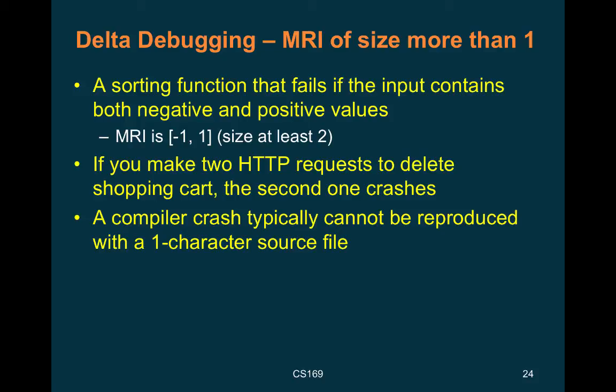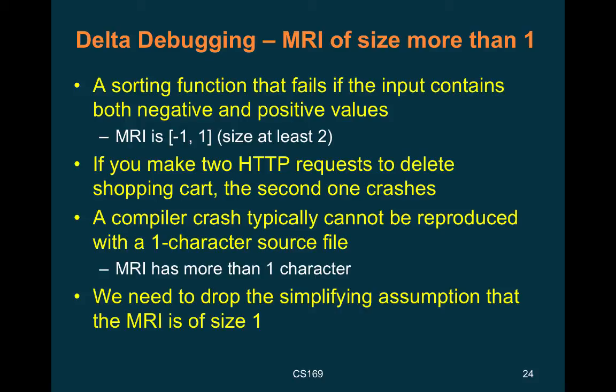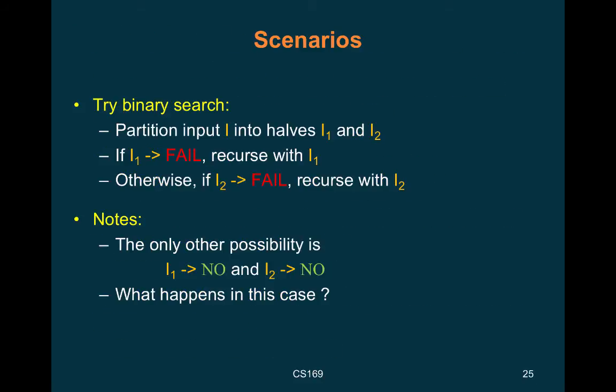A compiler crash, typically you cannot reproduce with a 1-character source line. You have to have at least a semblance of a program in there, so it's going to be an MRI of size more than 1. So the point is that in general, we need to really remove this simplifying assumption. We need to face it. And that's where it becomes different than binary search, and it becomes interesting. Okay, so this is towards the end of the lecture, but this is where it's hard. So try to pump up your brain a little bit.